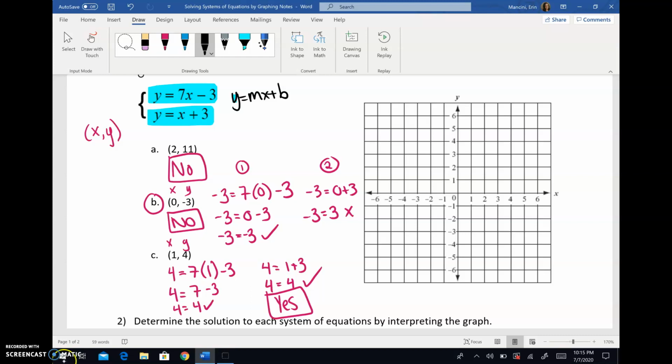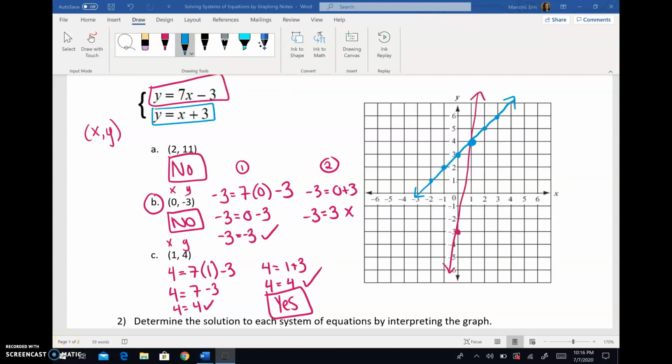It's good review. Here are the two lines, plotted the y-intercepts. One was at -3, one's at +3. One of my slopes was 7, so rise 7, run 1. One was +1, so rise 1, run 1. You see my slopes there. Okay, and I want to just visualize what it means that (1, 4) is a solution. Okay, where's (1, 4) on this graph? So that means x is 1 and y is 4. It's actually this point right here.